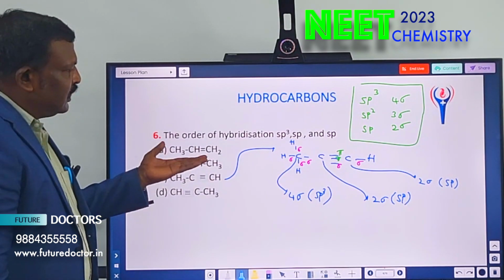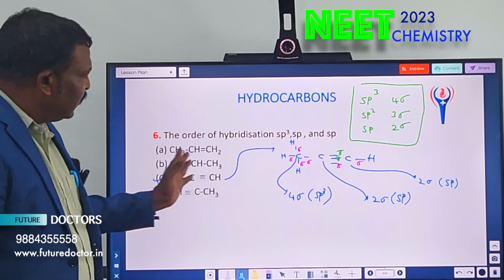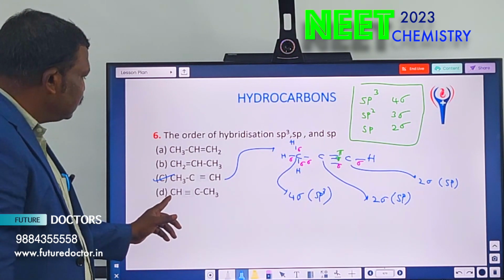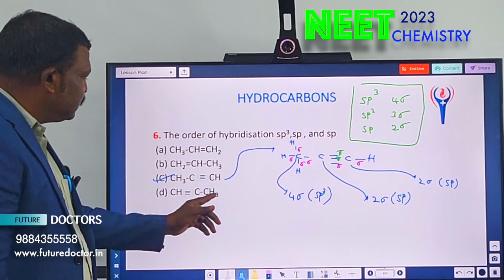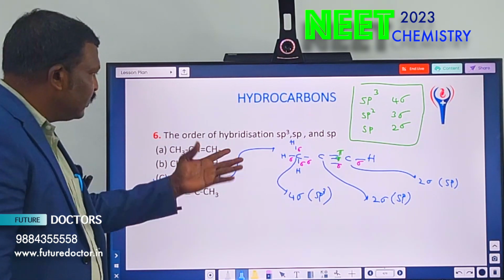Likewise, you can find out the others also, the easy ones. It will not come in this order; it will come in some other order, then only this is the correct one. If you find out for this one, everything will be reversed, sp3. Understood? If you find out for D, sp3. So totally different.